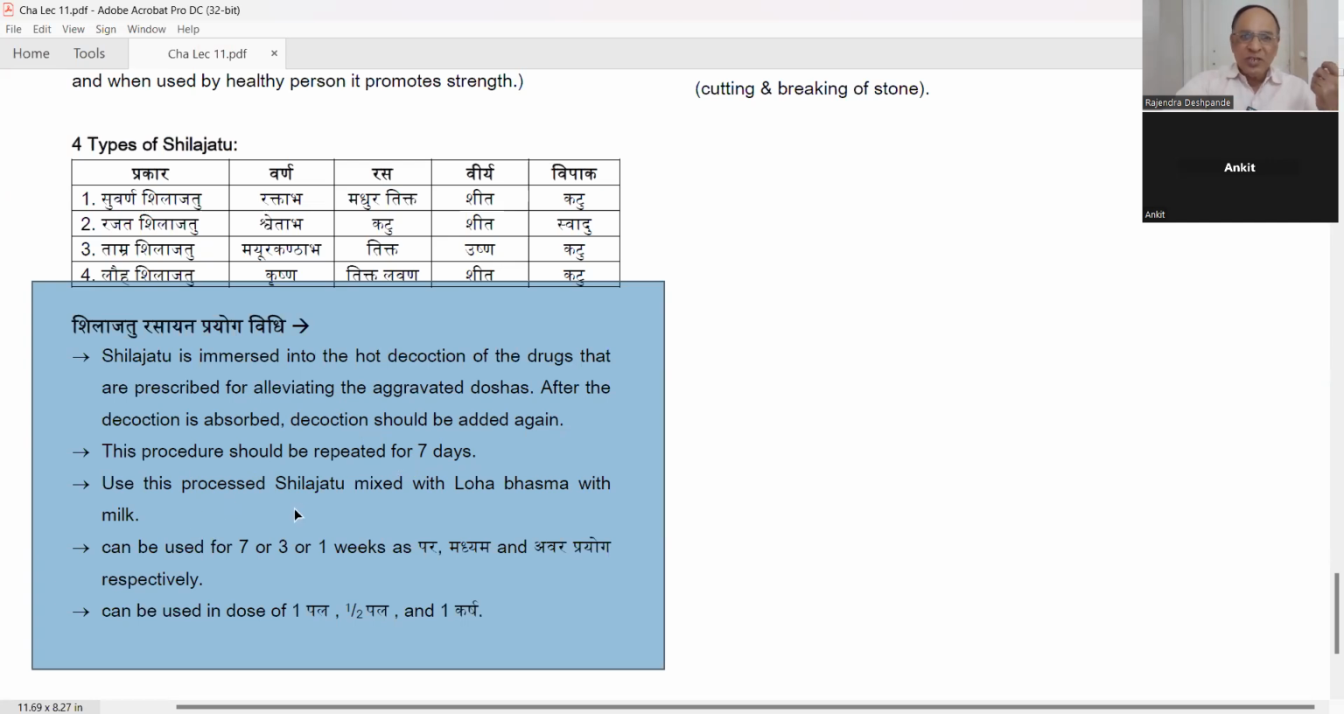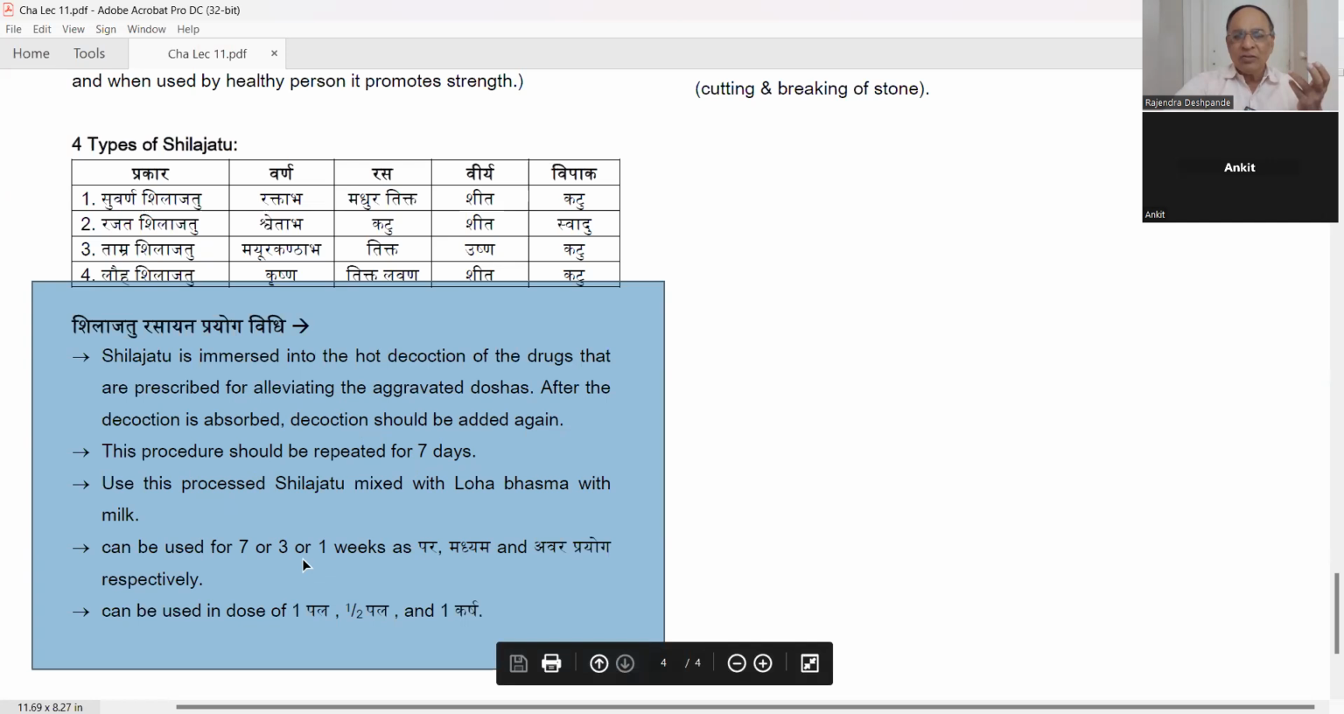Use this processed Shilajatu mixed with the Loha Bhasma with milk always. It can be used for 7 days or 3 days or 1 week. That means 7 weeks or 3 weeks or 1 week we can use Shilajatu. That is a Para, Madhyama, and Avara Prayog.